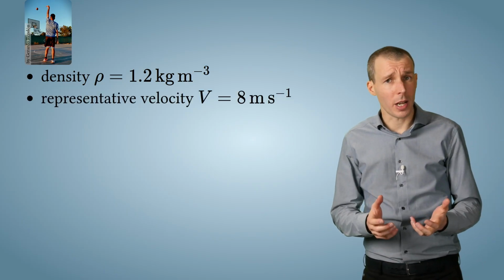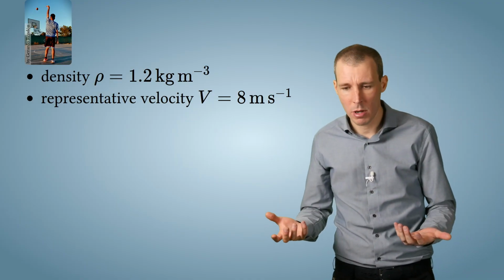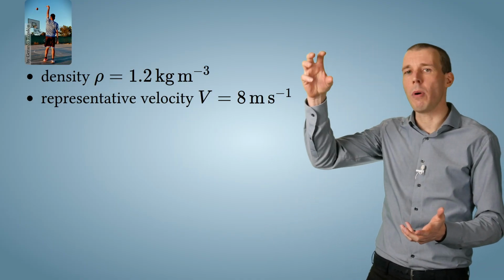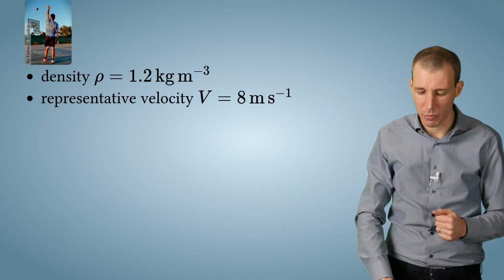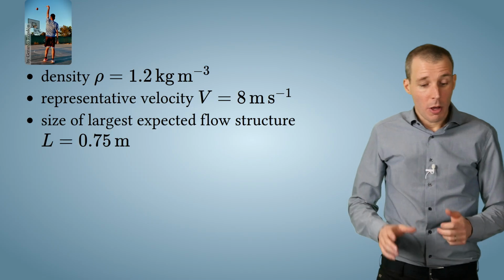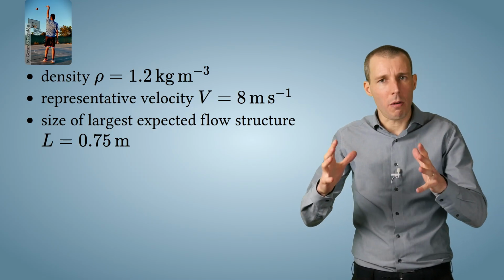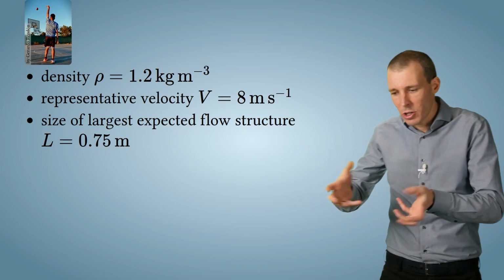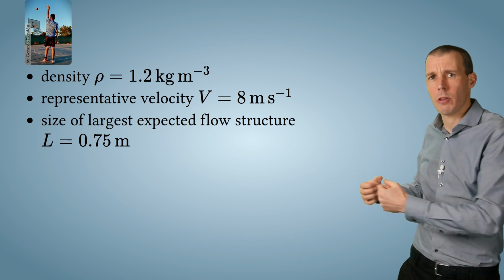A representative velocity is difficult to pick in this case because all the velocities are changing all the time. In this case, I chose the velocity of the ball at the top of the parabola, and that would be 8 meters per second approximately. The size of the largest flow structure, again, is the size of the ball, because this is the largest possible flow structure that you expect to meet in the turbulent wake behind the ball.